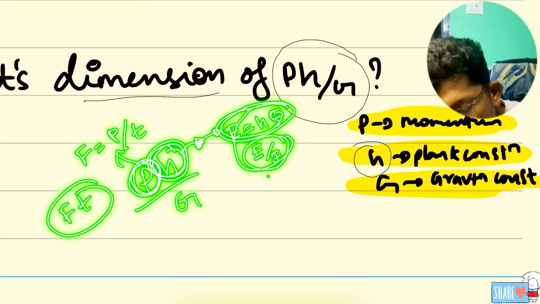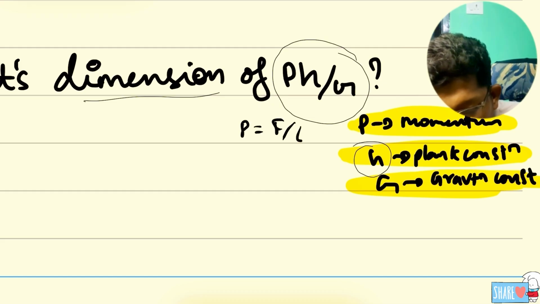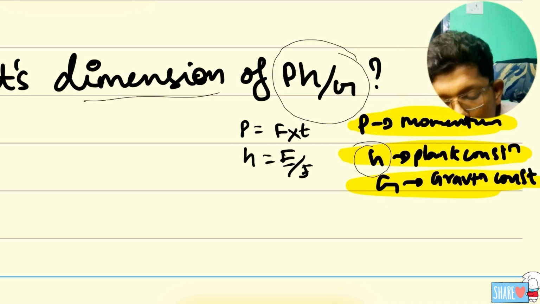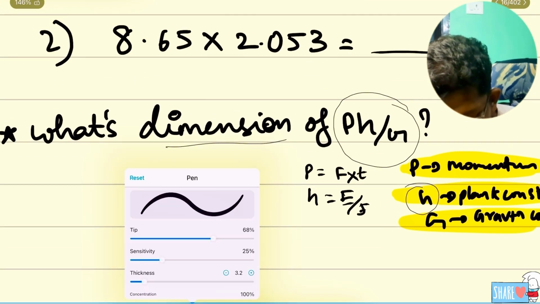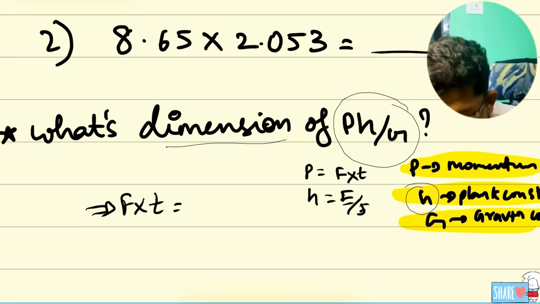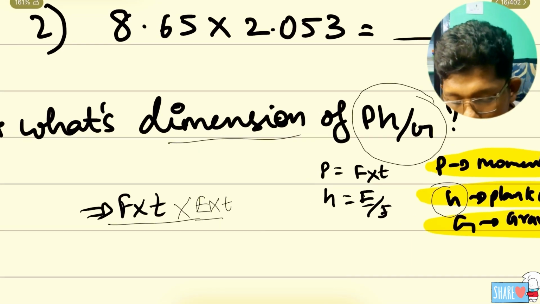Whatever I wrote here, try to apply it here. P is equal to Ft, and the same way h is equal to E into t, since frequency is the inverse of time. So I can directly write it like this.